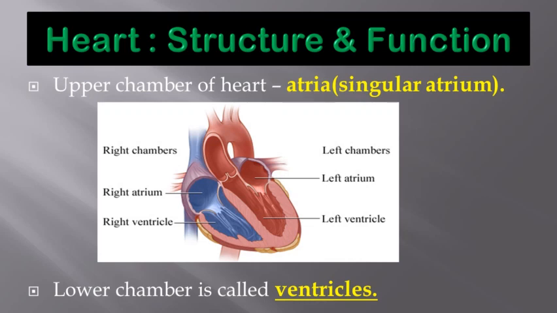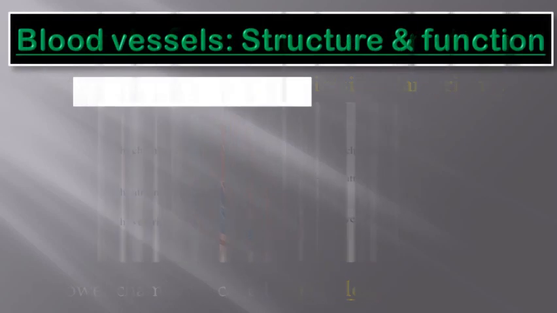Atria are the thin walled chambers that receive blood from the veins, and ventricles are thick walled chambers that forcefully pump blood out of the heart. So these are the four chambers of the heart. Two are atria and two are ventricles.